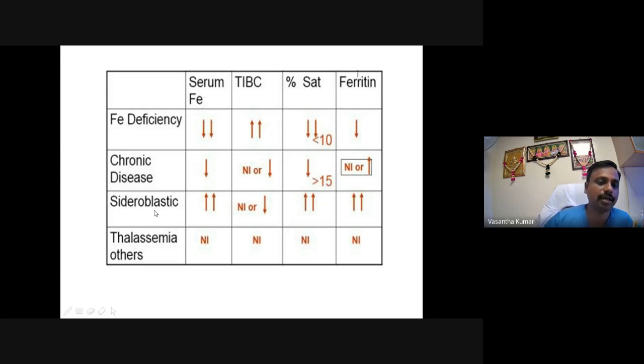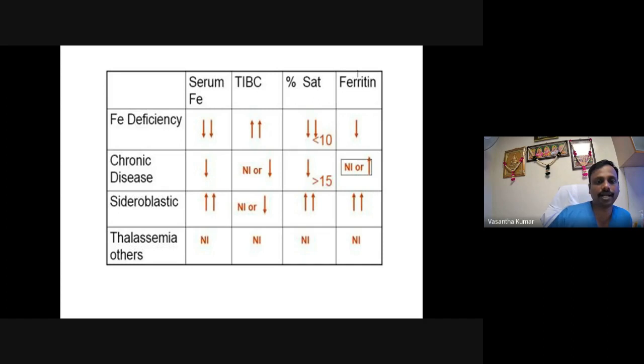Whereas in sideroblastic anemia, everything will be normal. The availability of iron, the ferritin, the saturation will be normal. So it's exactly the converse of iron deficiency anemia. The TIBC will be less. So remember iron deficiency anemia and sideroblastic anemia: in sideroblastic anemia, the serum iron, TIBC, saturation, and ferritin will be the exact opposite of iron deficiency anemia. In thalassemia, everything will be normal. So in a nutshell, in iron deficiency, everything will be less except TIBC, and sideroblastic anemia is the exact opposite of iron deficiency.